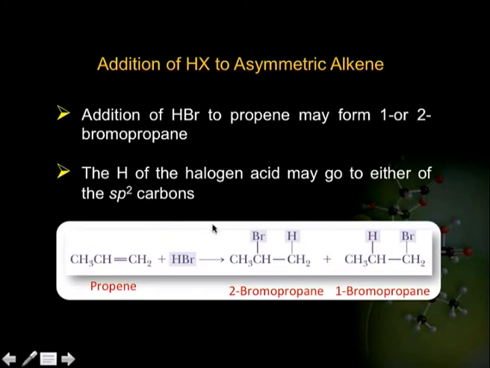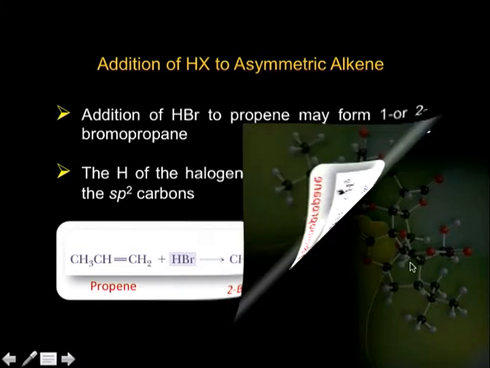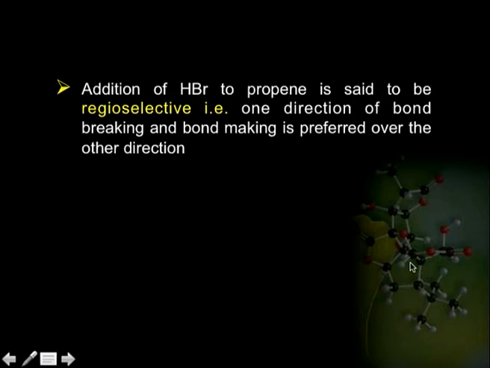The hydrogen of the halogen acid may go to either of the sp2 carbons. These are the two sp2 carbons present in this alkene, and this is the hydrogen bromide. So, one possibility is that 2 bromopropane gets formed, bromine comes to the second carbon, and the other possibility is that bromine goes to the first carbon itself. Addition of HBr to propene is said to be regioselective.